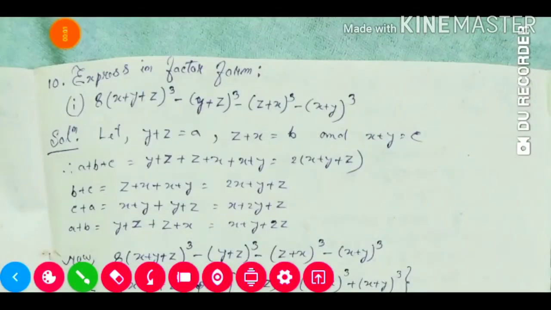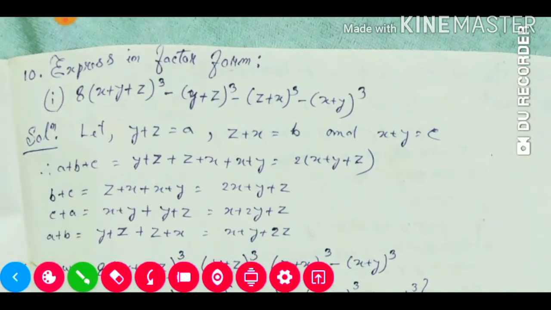So the value of this will be 1. Question number 10, 1c. What is given in the question? Express in factor form. So whatever expression is given, we need to express it in factor form. So here in the question, this one is 8 into x plus y plus z whole cube, then y plus z, then z plus x, then x plus y. So we will consider y plus z as a, z plus x as b, and x plus y as c.